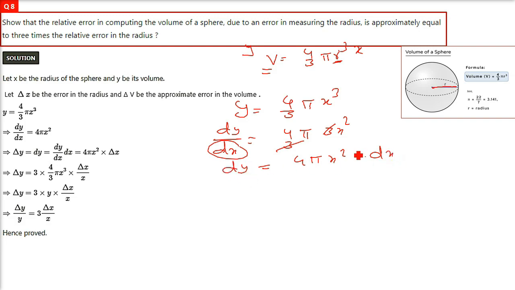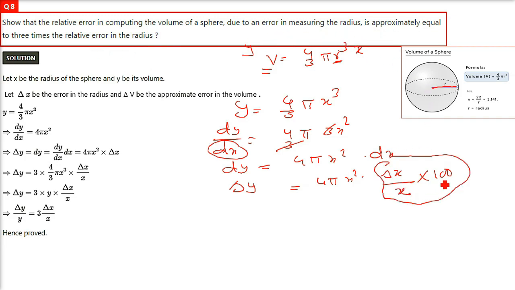So we have dy. Now this dy is delta y. This is 4 pi x square. Dx is delta x. Now divided by x into 100. So you have to have x in the numerator also. See, I have introduced an x in the denominator, so I have to multiply x in the numerator. Delta x by x into 100. So if you have multiplied 100 here, you have to multiply 100 on the left hand side also. And as I have x in the denominator, I have to have an x in the numerator. Here also, if we have y in the denominator, you have to have the y on the right hand side also.